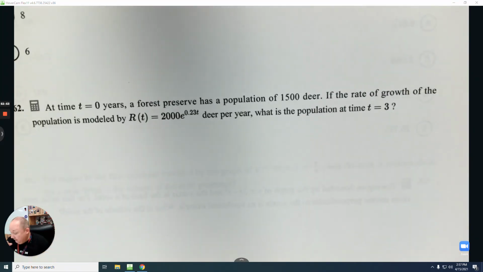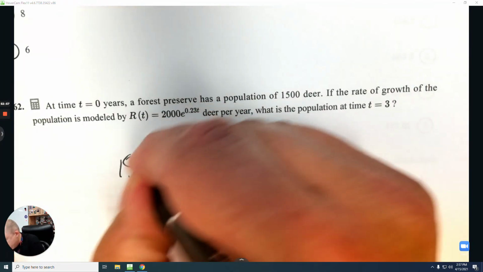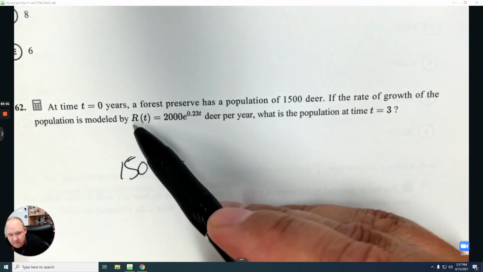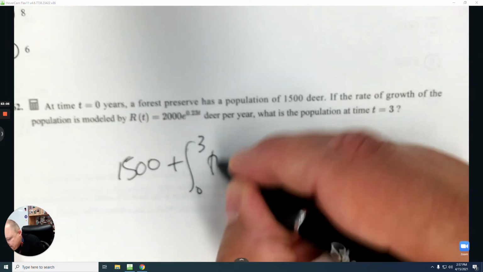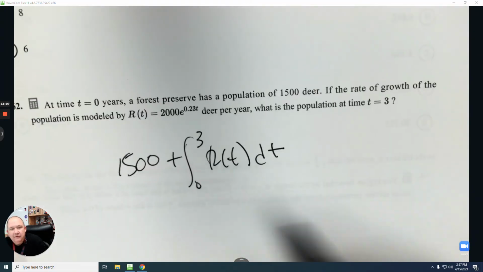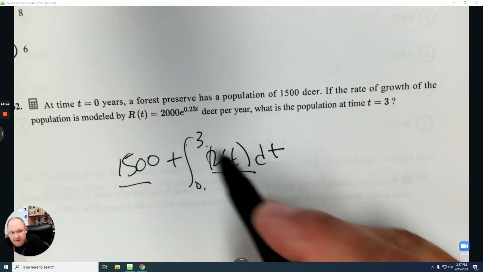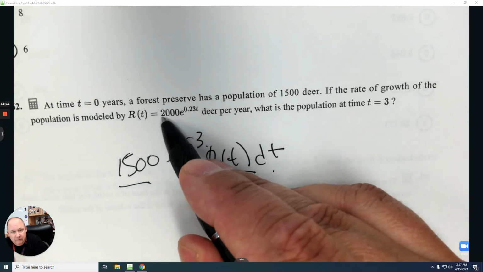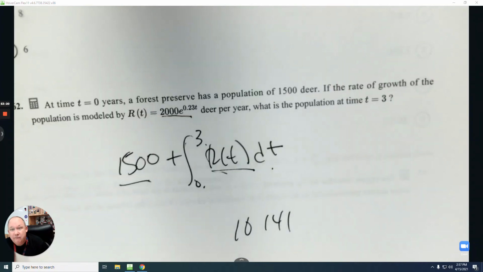Number 62. At time t equals 0, the population is 1,500. It says the deer is increasing at this rate. So at time equals 3, how many deer would there be? So there's the setup. You start, use the rate from 0 to 3, and it gives you the total number. Round to a whole number. Plug it into the calculator, and you get 10,141.